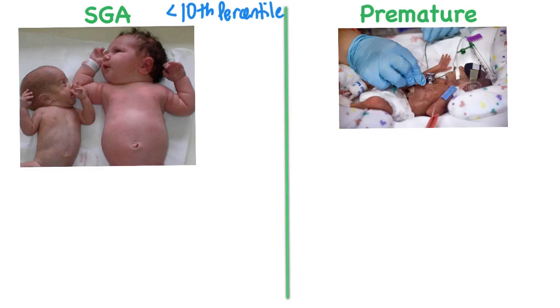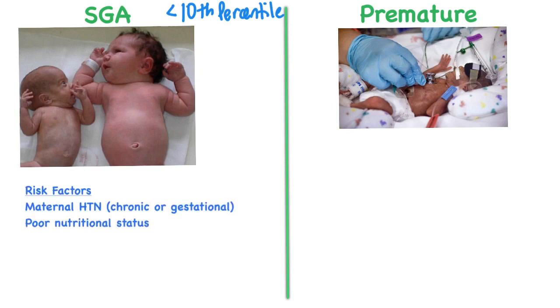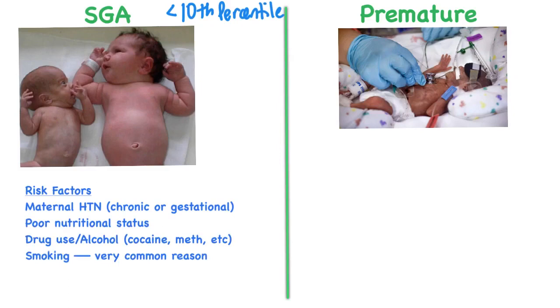The most common reasons for a small gestational age newborn are maternal hypertension, poor maternal nutrition, drug use and abuse, heavy smoking, alcohol consumption, and having multiples. One example of the multiples is twin-to-twin transfusion syndrome, where one twin doesn't get as much nutrition as the other twin, so one of the twins would be born smaller than the other.